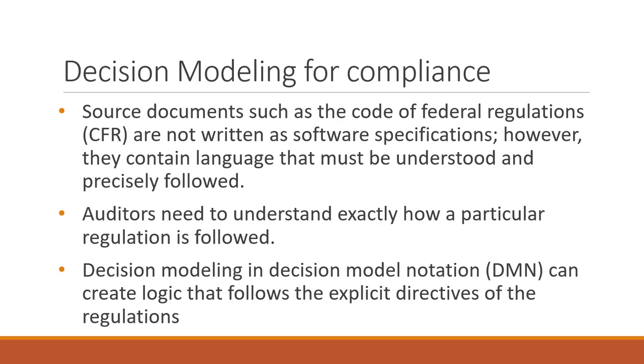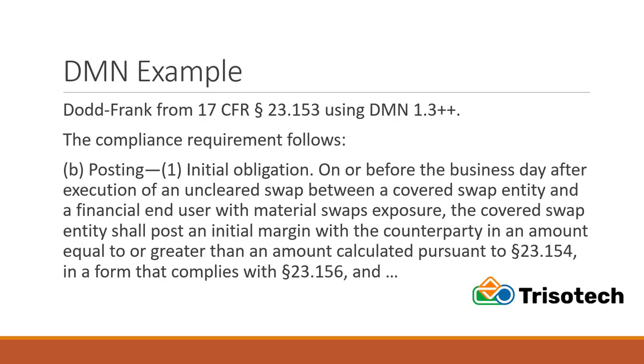So today we want to talk about how you decide with data, and that method is known as decision modeling. Decision modeling is a precise methodology for converting a source document, such as the Code of Federal Regulations, into an explicit following of the logic, rules, calculations that are associated with a particular regulation. It lays out a map for auditors to understand exactly how a particular regulation is followed. We do this decision modeling in a notation known as Decision Model Notation, DMN, which is an OMG standard, and it creates the logic that follows the explicit direction of the regulation.